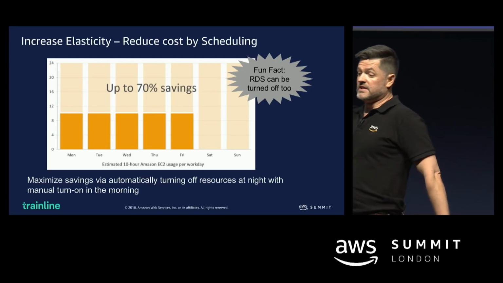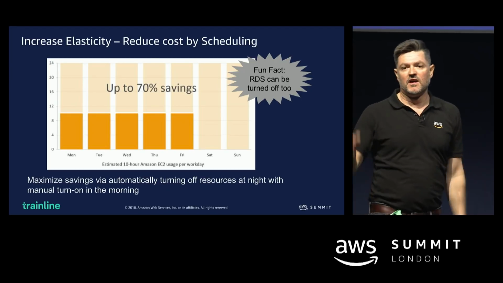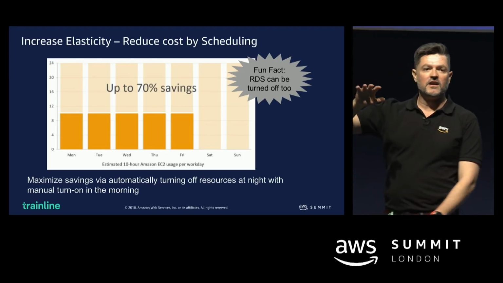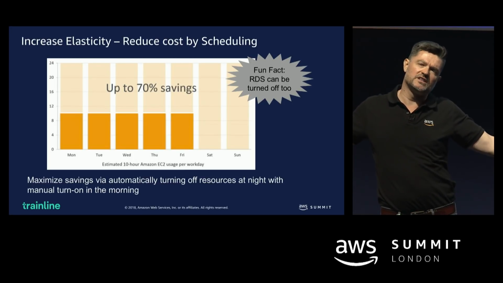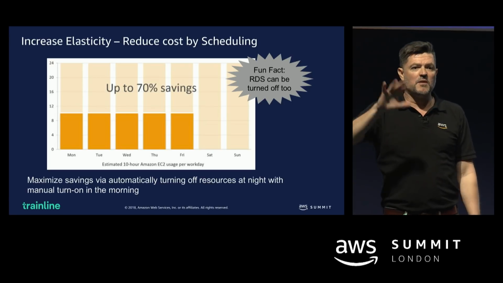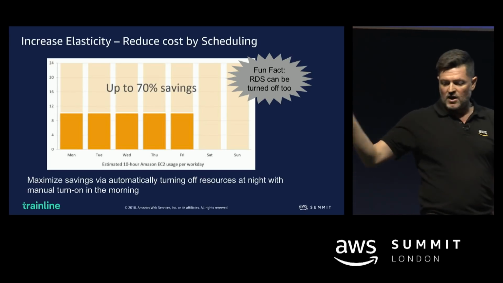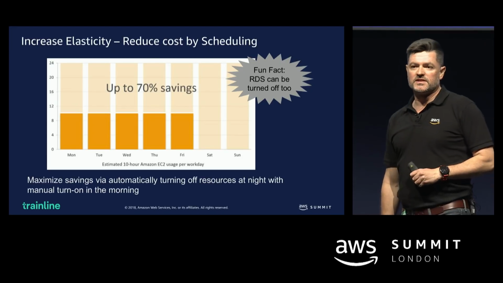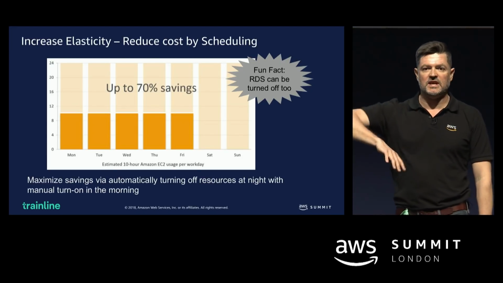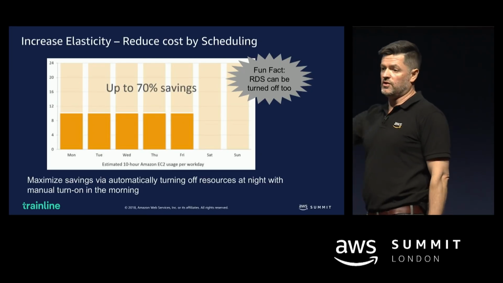So this graph I love as well. This is a development team. Your development teams, how often do they work? Well, they work Monday to Friday. Sometimes they work weekends, sometimes they don't. Mainly Monday to Friday, probably 10 hours a day if they're lucky, right? 10 hours a day, why are you running 24 hours a day, 7 days a week with your instances? Shut them off. You can shut them down, you can auto shut them down, or you can use Scheduler.